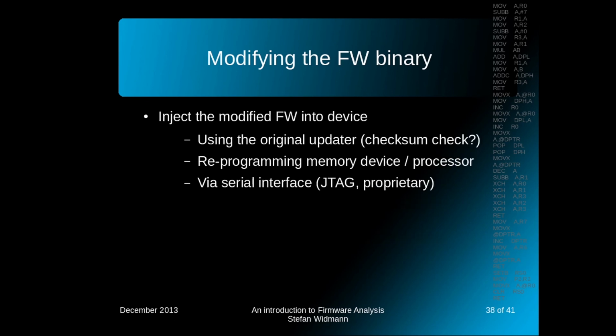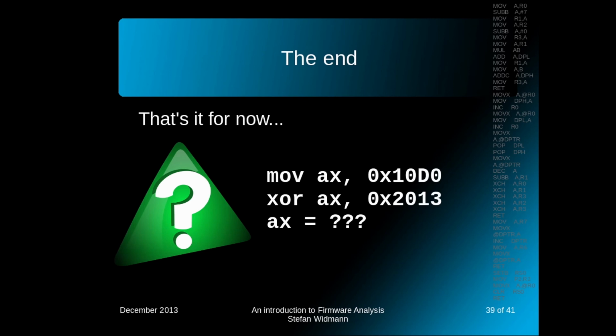Now, as we have modified the firmware, we can inject it back to the device. For example, using the original updater. It might contain the next checksum check, who knows? We can try to reprogram it to the external memory device if available, or to the processor. And this might be done using a serial interface, either JTAG or proprietary. So, that's it. Thank you very much.